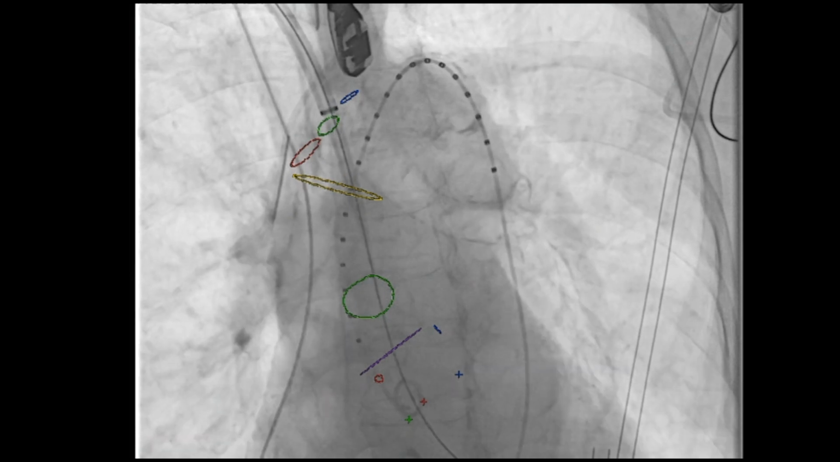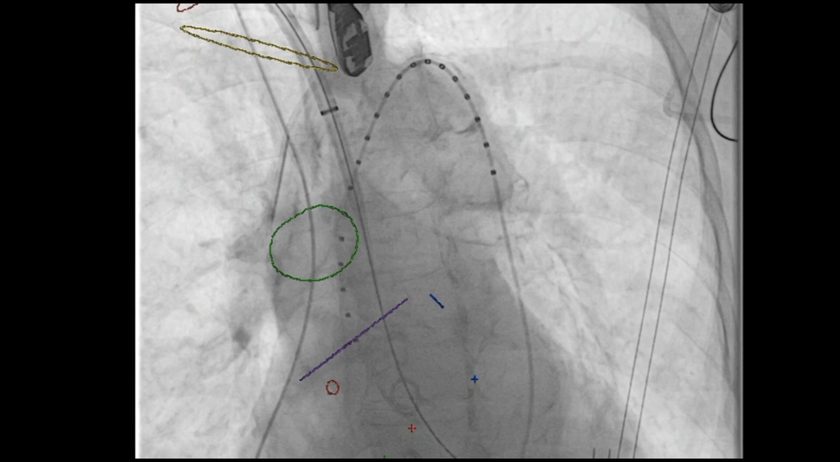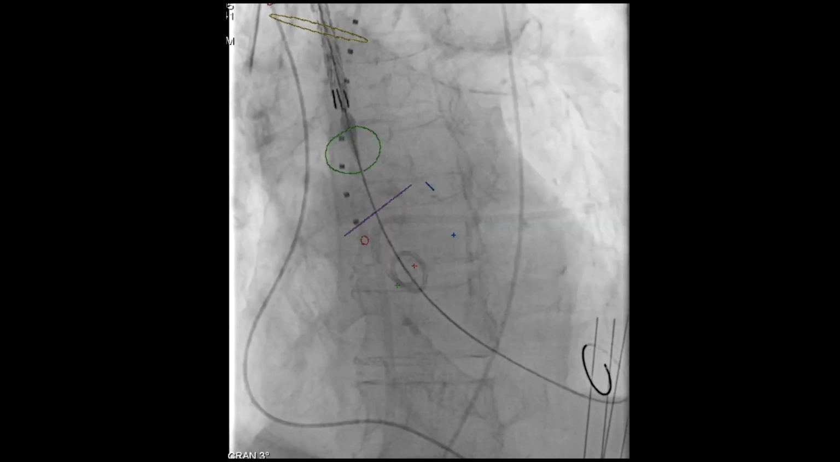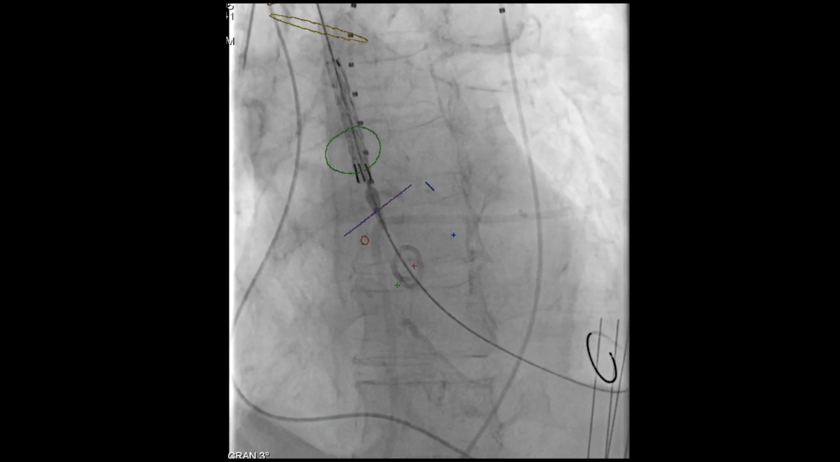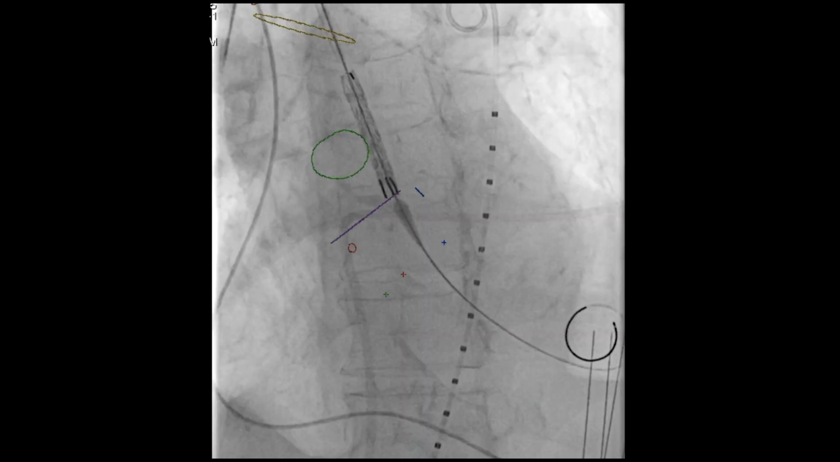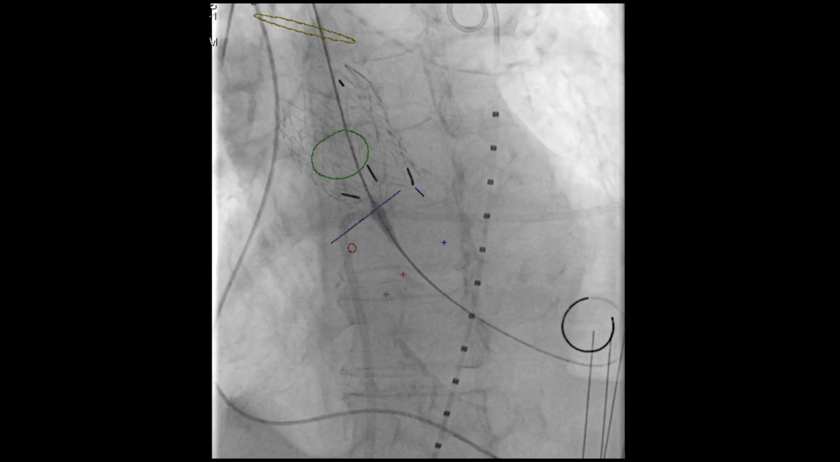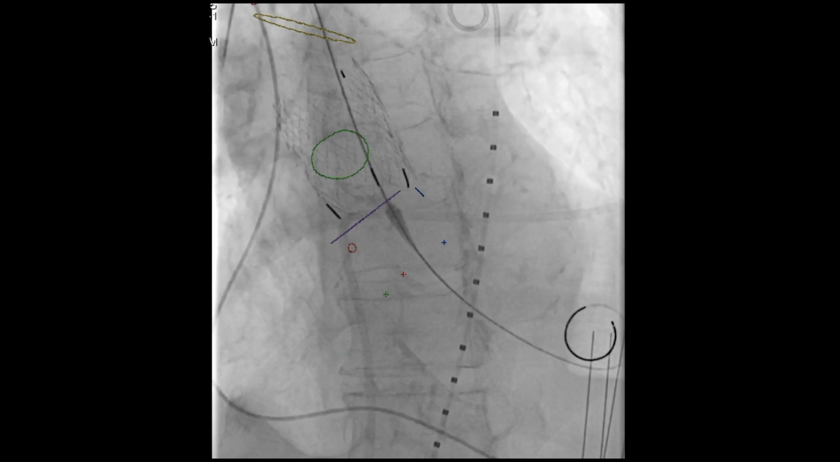Once the sheath is introduced through the right axillary access site, a 36 mm aortic cuff is then brought into place, positioned just above the origin of the coronary arteries at the level of the sinotubular junction, and deployed.